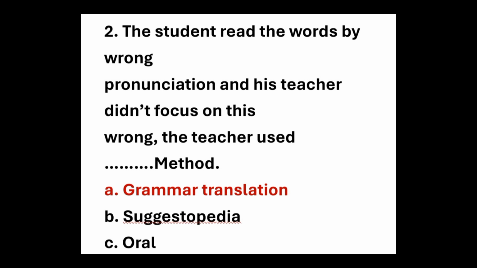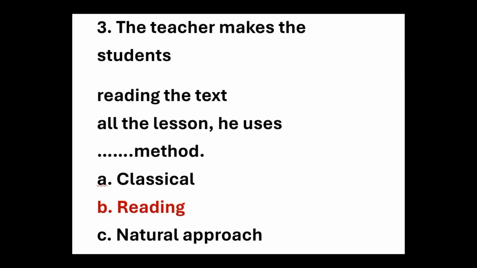2. The student read the words by wrong pronunciation and his teacher didn't focus on this. Wrong, the teacher used method. A. Grammar translation. B. Suggestopedia. C. Oral. 3. The teacher makes the students reading the text. All the lesson, he uses method. A. Classical. B. Or reading.